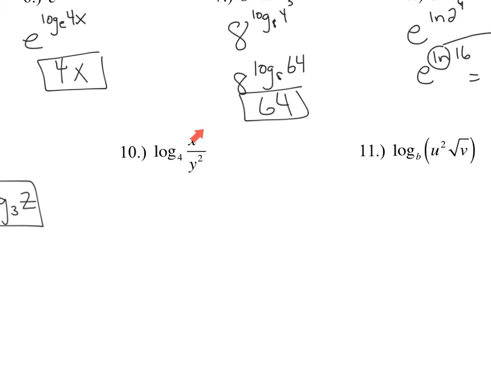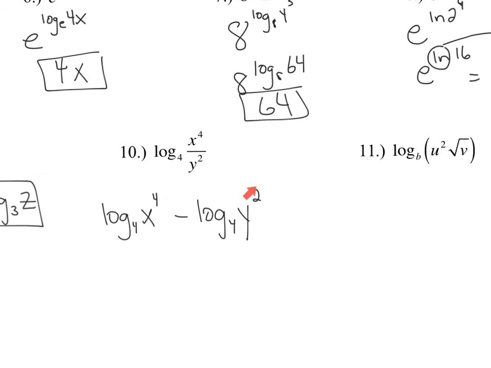I see that I have division, so I'm going to use my quotient property. I'm going to do that first and expand it, and when we use the quotient property, I'm going to take log base 4 of x to the 4th, that's the numerator, and I'm going to subtract log base 4 of y squared. So the first step is to use your quotient rule.